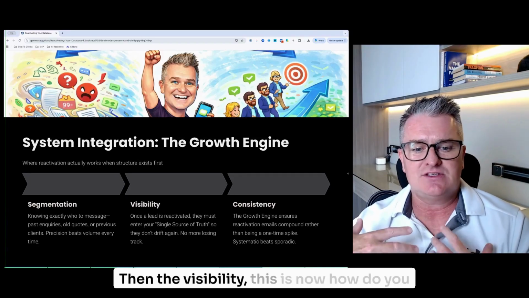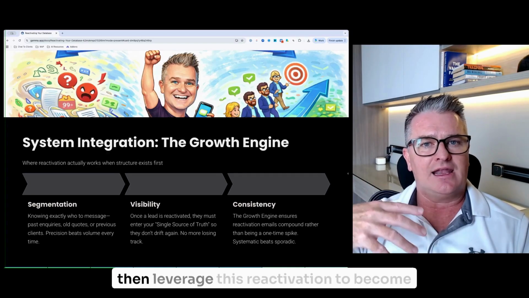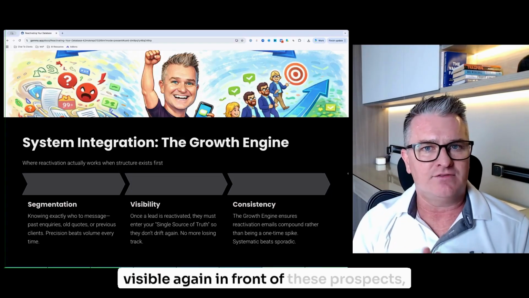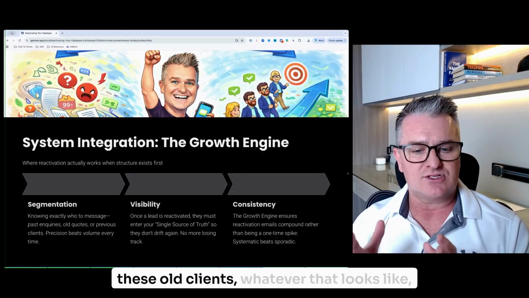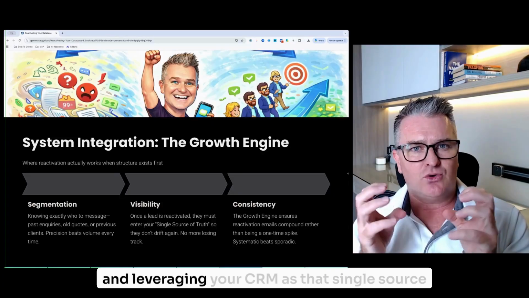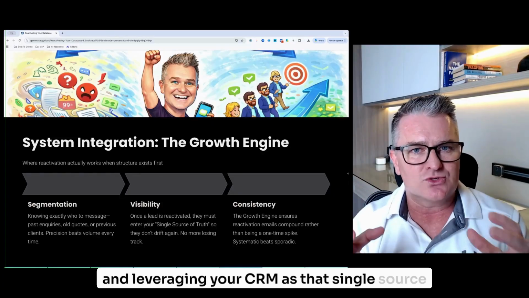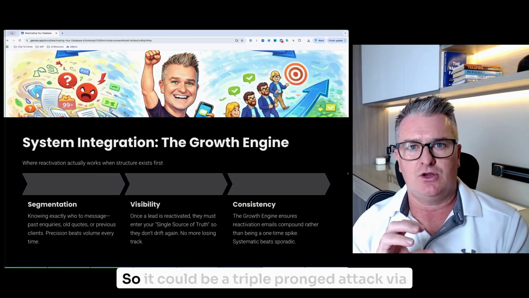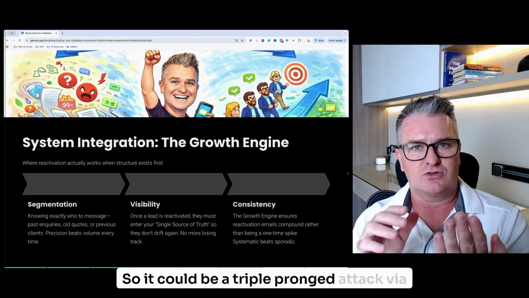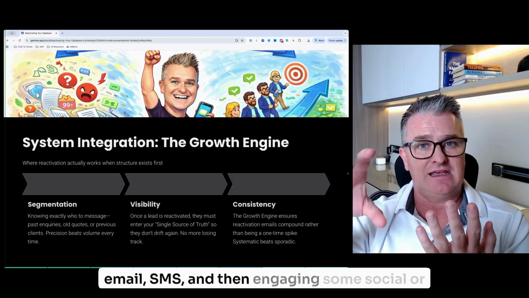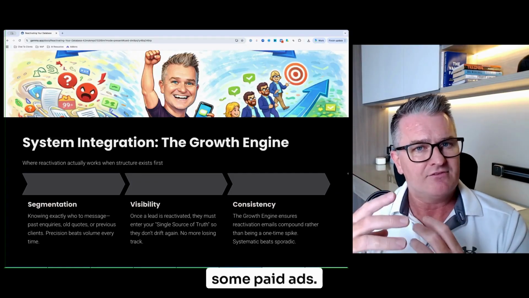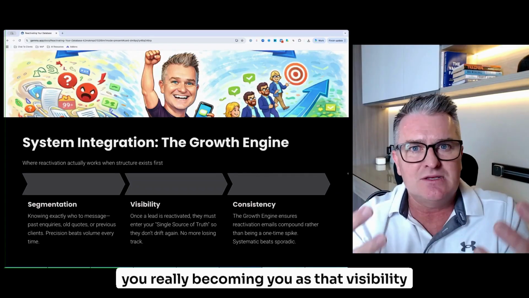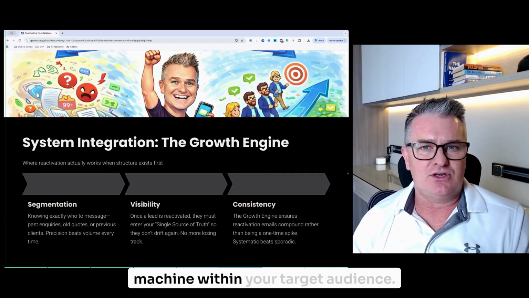Then the visibility. This is how you leverage this reactivation to become visible again in front of these prospects, these old clients, whatever that looks like, leveraging your CRM as that single source of truth to deploy that visibility metric with them. So it could be a triple-pronged attack via email, SMS, and then engaging some social or some paid ads from a reactivation. So you're really becoming that visibility machine within your target audience.